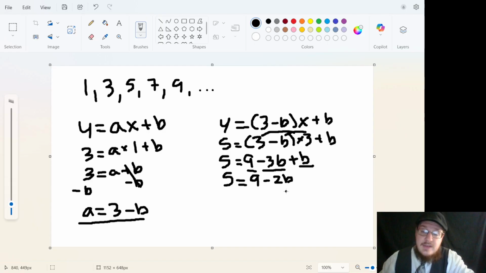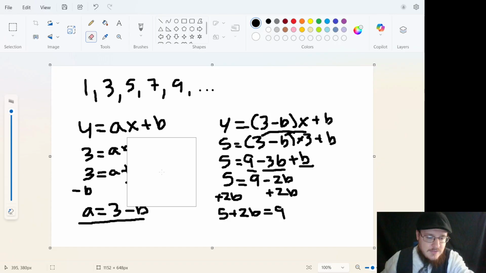Now, dealing with negatives gets a little annoying sometimes, can make things a bit extra complicated than it needs to be. So what I'm going to do is get rid of the negative in order to get the B by itself. So plus 2B to both sides, we get 5 plus 2B equals 9. Okay, we got a few more steps here. We're trying to get the B by itself.